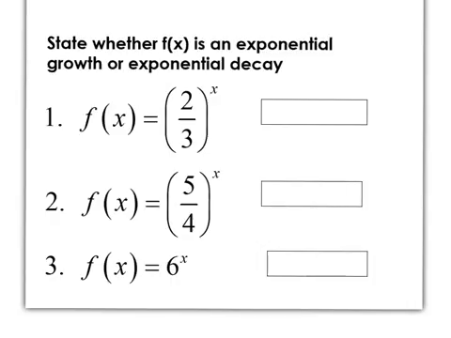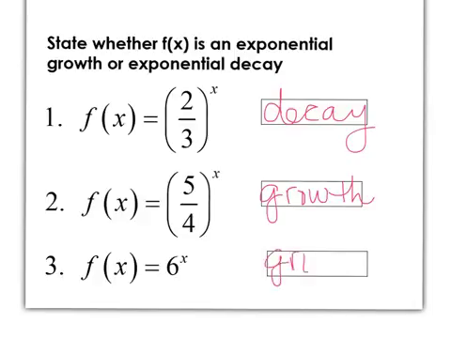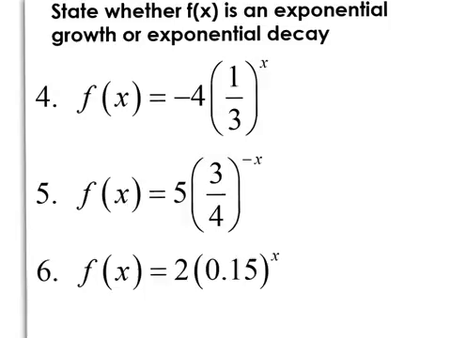So now let's look at these three examples. In number 1, the value of b is 2/3. So that means that we have exponential decay. In number 2, the value of b is 5/4, which means we have exponential growth because the value of b is greater than 1. And in number 3, we have exponential growth as well because the value of b, again, is greater than 1. Now, let me have you try these three problems.